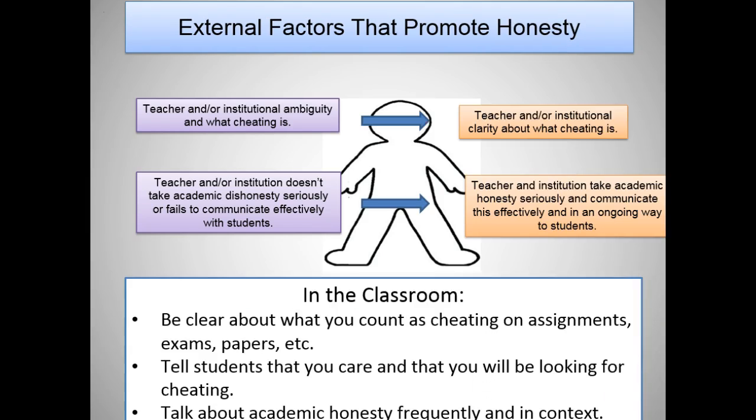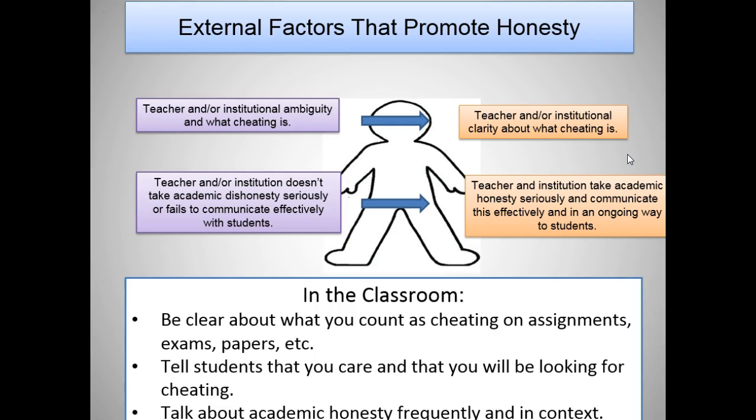Maybe not. But what can we do about it as teachers or as academics or people who help students succeed in student services? Well, we can come up with clarity for ourselves and our institutions about what cheating is, so we can actually inform students appropriately, and we can take it seriously. We can take it seriously, and we can communicate it effectively and in an ongoing way to students. And please, when I say take it seriously, I'm not necessarily saying that the sanctions are super high. I'm just saying that it's something we care about.